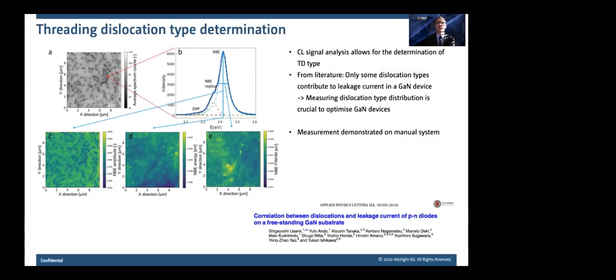So we think it is actually crucial, even in a production environment, to be able to measure not just the dislocation density, but also the dislocation type distribution. This is very early work that we have just published. This measurement has been demonstrated on the manual system, and development on the fully automated system is ongoing.